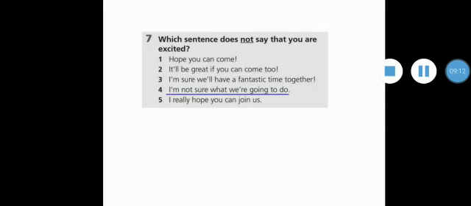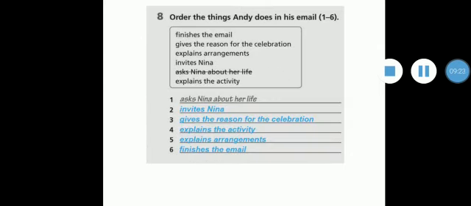Exercise number eight, order the things Andy does in his email. First of all, asks Nina about her life, invites Nina, gives the reason for the celebration, explains the activity, explains arrangements, and finishes the email. So here you're going to put these ideas in your email. You have to ask the person you're writing to about his or her life. You have to invite him or her. You have to give reasons for the celebration. You have to explain the activities. What are you going to do in this event or occasion? You have to explain the arrangements. What are you going to do after that? And you're going to finish the email.